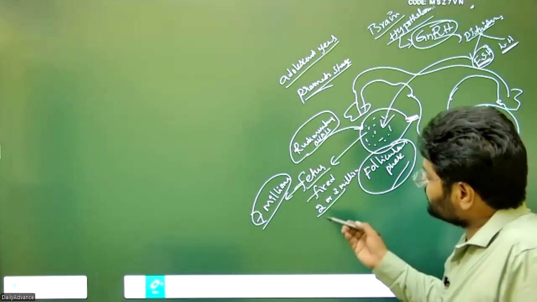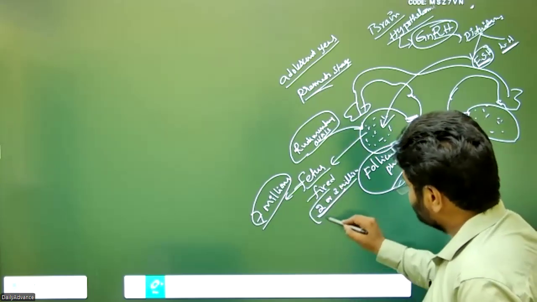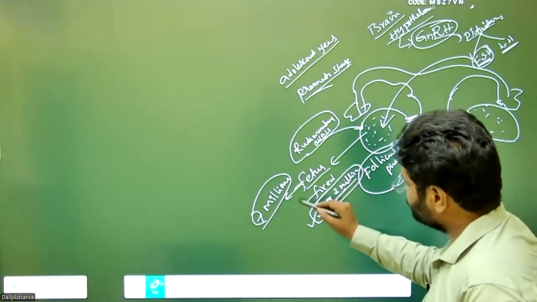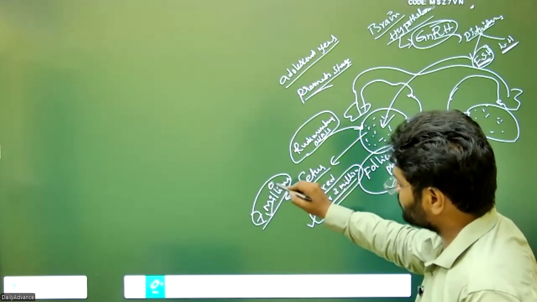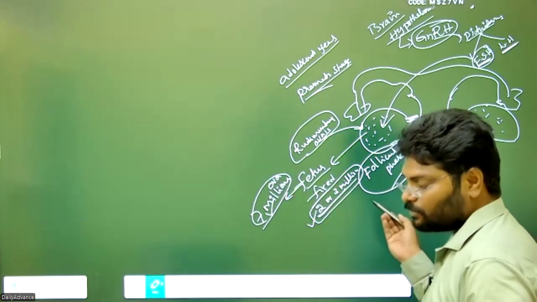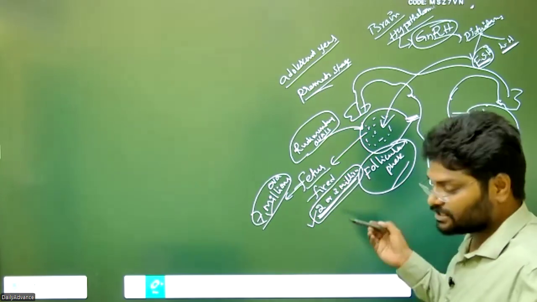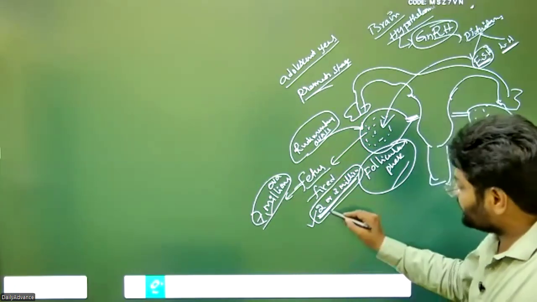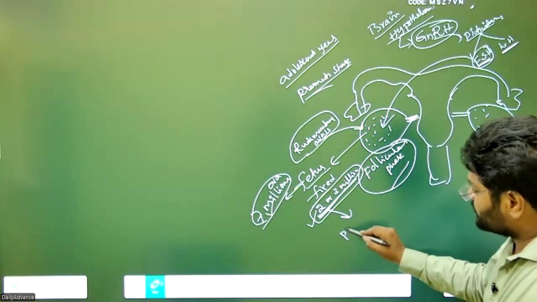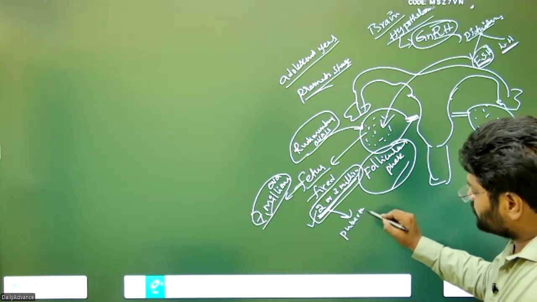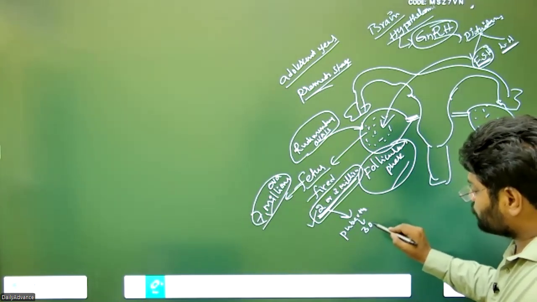So before the birth of the baby, 7 million rudimentary ovas are present. After birth, 2 to 3 million ovas are present. By the time a girl reaches puberty, only 30,000 ovas are present.